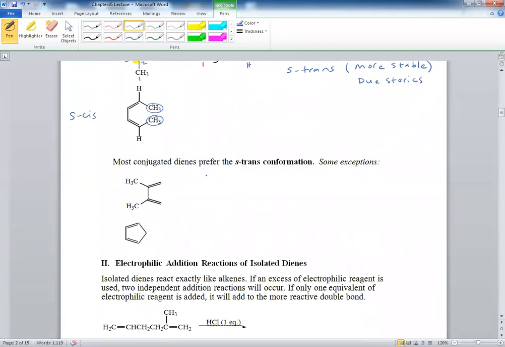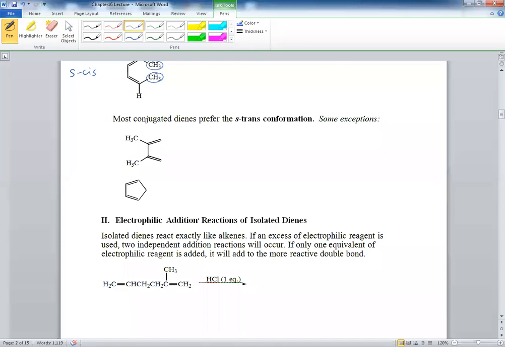However, as we said, most conjugated dienes prefer the S-trans conformation, but there are exceptions, such as these right here. If you notice, these two molecules will be used later in the chapter in the Diels-Alder reaction. And the reason why they're preferred, of course, is due to the sterics as well, and as well as the reaction. The reaction goes faster when they are in the S-cis conformation.